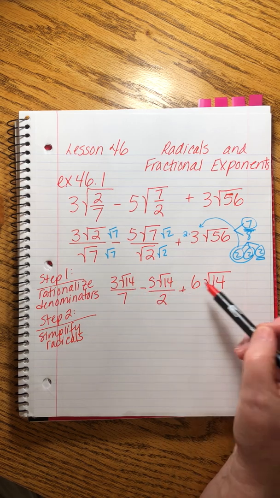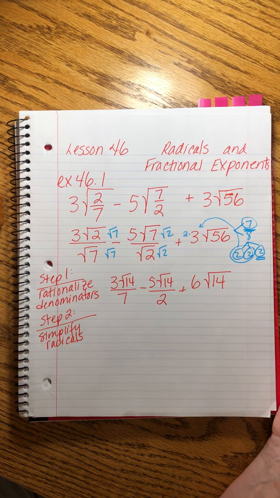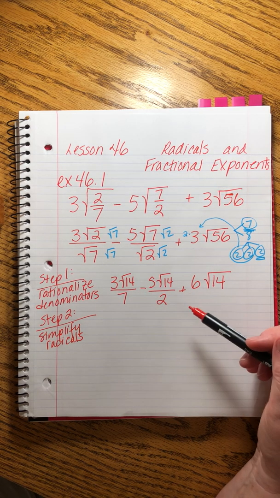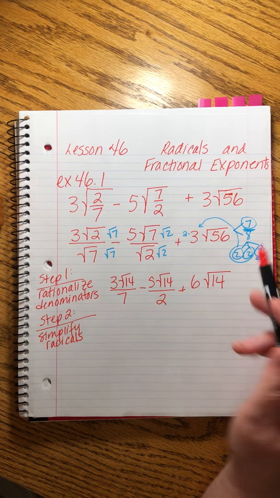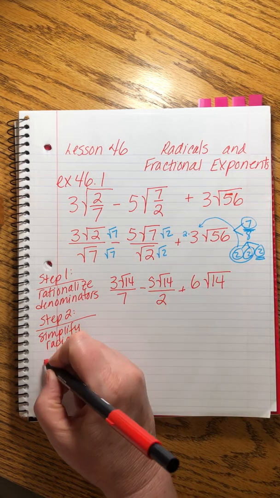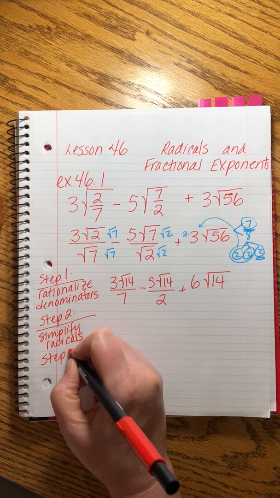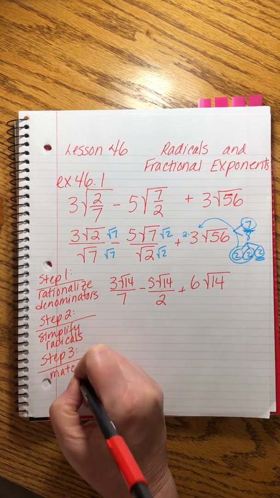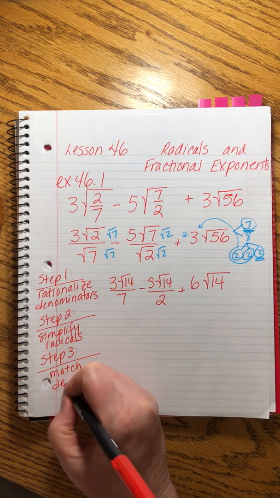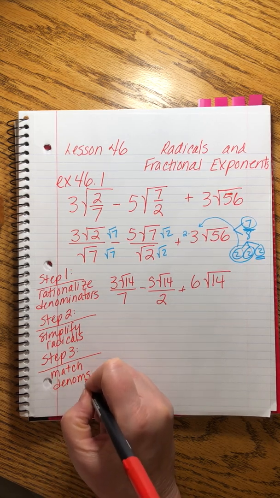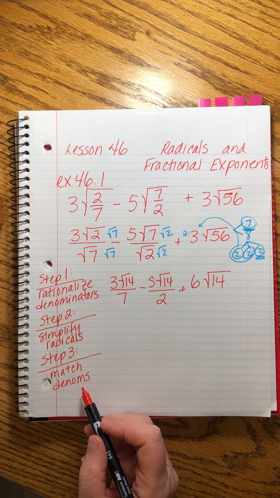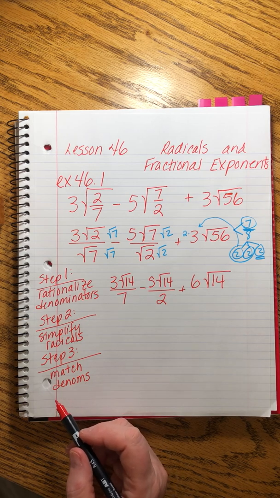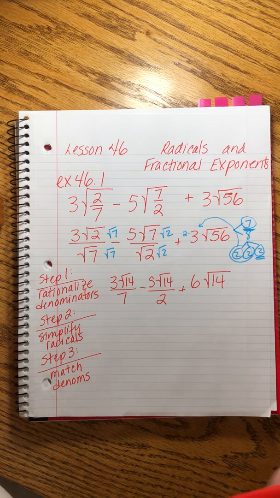I like the way these three things match. I wouldn't want to ruin that. But before we can combine them, they have to have matching denominators. So that's our step 3. Match denoms. I like to abbreviate that because it makes me think of calling them demons, and you know. Sometimes you just have to own what you are, right? And those denominators are demons sometimes.